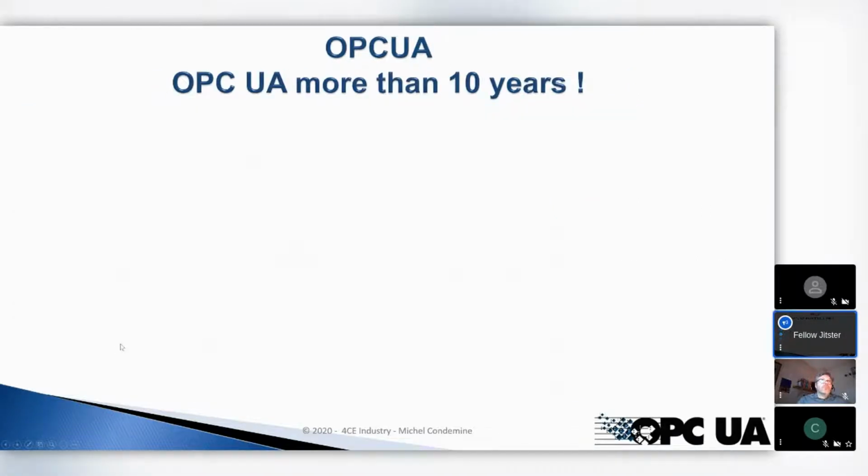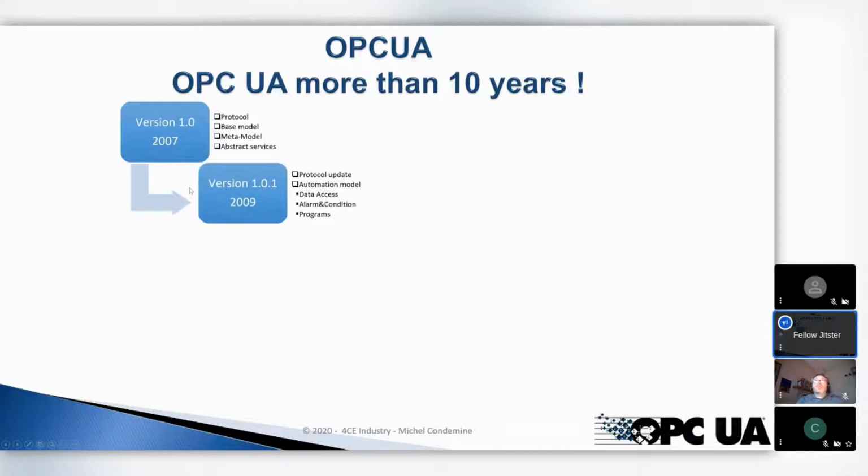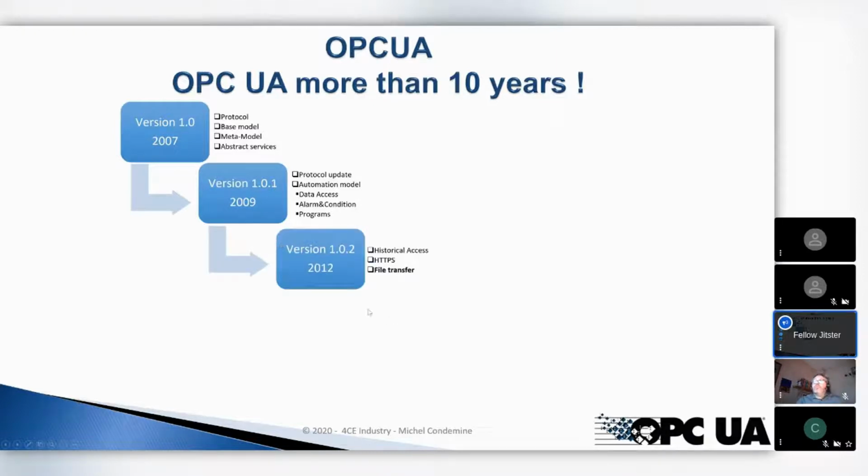Let's continue with the history and technical aspects of OPC UA. OPC UA is more than 10 years old. The original project started in 2005. The first specification was released in 2007. Another big release came in 2009. Then in 2012, a big, important update with new important features. I'll list the features and we'll share the slides with you, so you can look at them in detail after the presentation.